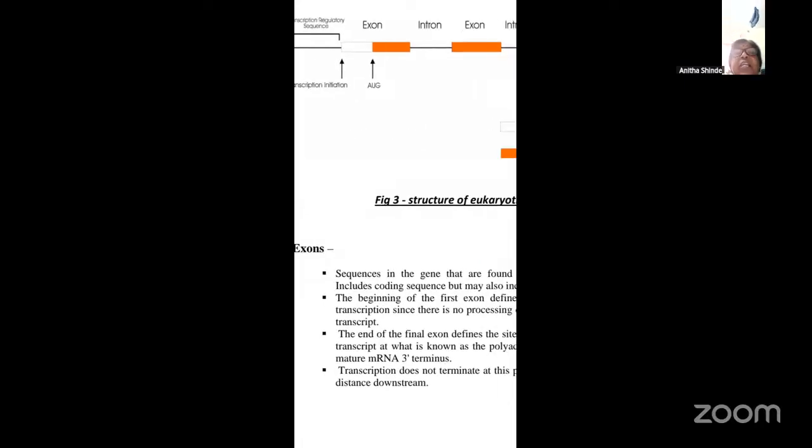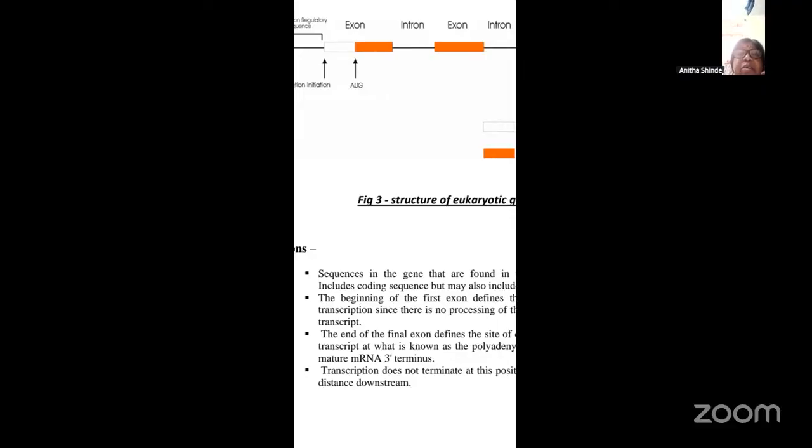Now we'll see what exons are and what introns are. Now coming to exons, they are the sequences in the gene that are found in the functional messenger RNA. What are those?